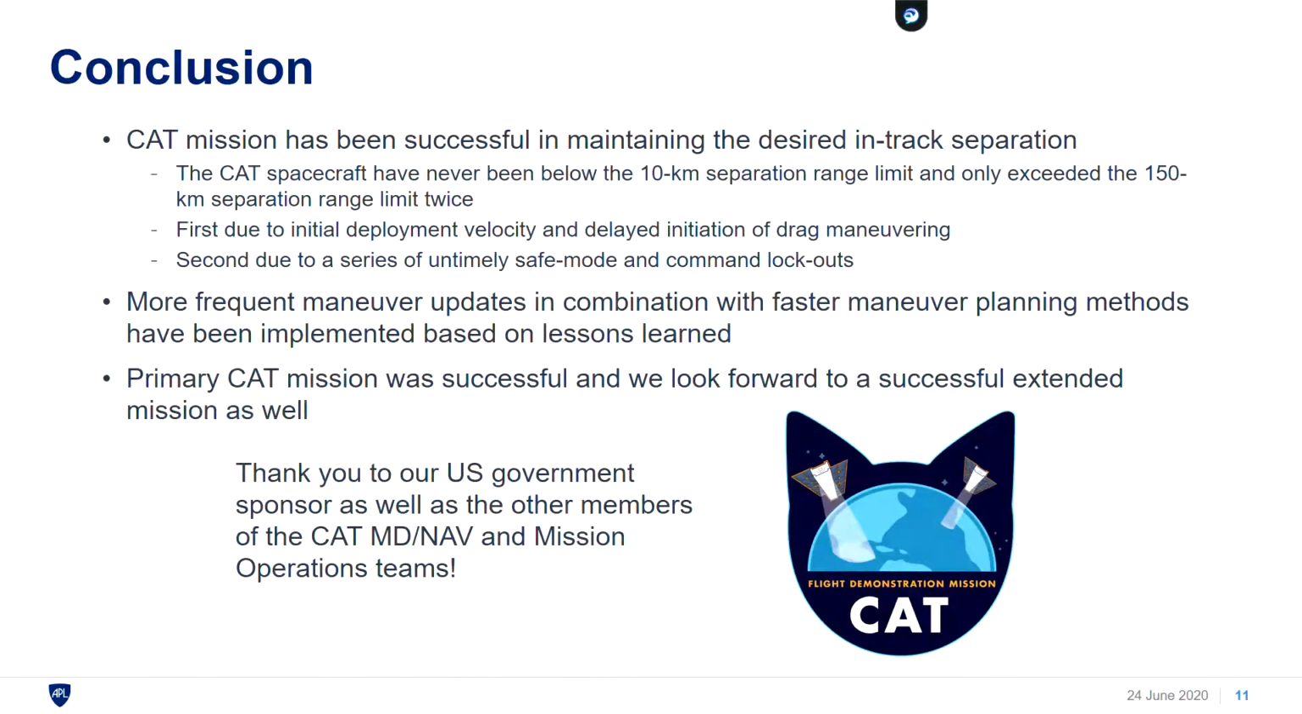In conclusion, the CAT mission has overall successfully used differential drag to maintain in-track separation distances between the two spacecraft. The in-track separation has never exceeded the lower bound of 10 kilometers, and the upper bound of 150 kilometers was only crossed twice. Based on our lessons learned, the MD-NAV team recently implemented more frequent drag maneuver updates as well as faster drag maneuver planning. And now that the primary mission is complete, we look forward to another year of extended operations.